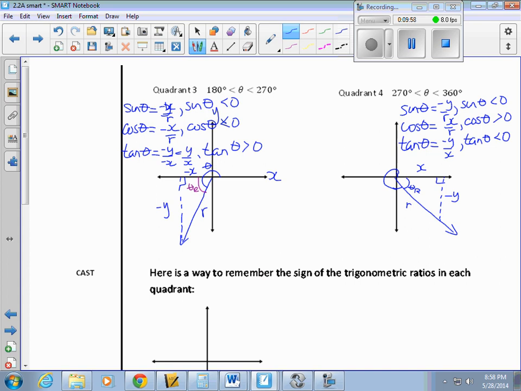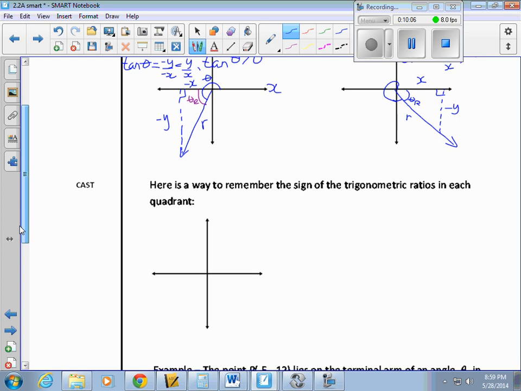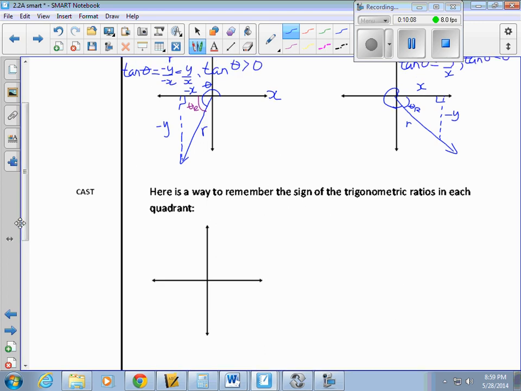So you could go through those steps every time when you're doing a calculation, but there is a quicker way, and that's called our CAST rule. It's a way to remember the sign of the trig ratios in each quadrant. So without having to draw it out every time, if you remember the CAST rule, then that is going to help you to remember where a theta value is going to be positive and where it is going to be negative in which quadrants.